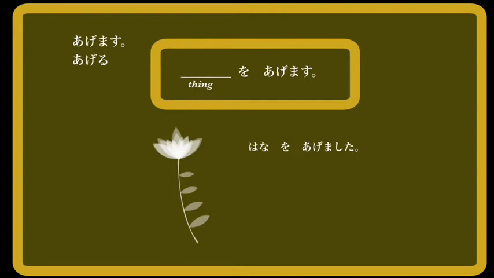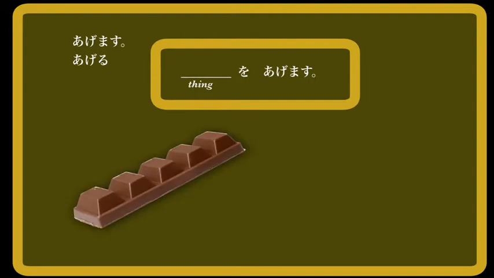We might also give somebody chocolate. Chocoreto. Written in katakana, of course. Chocoreto o agemasu. To give chocolate. In the past tense, that would look like chocoreto o agemashita. Mashita being the past tense of mas in the polite form. Chocoreto o agemashita. I gave chocolate. I gave the person chocolate.